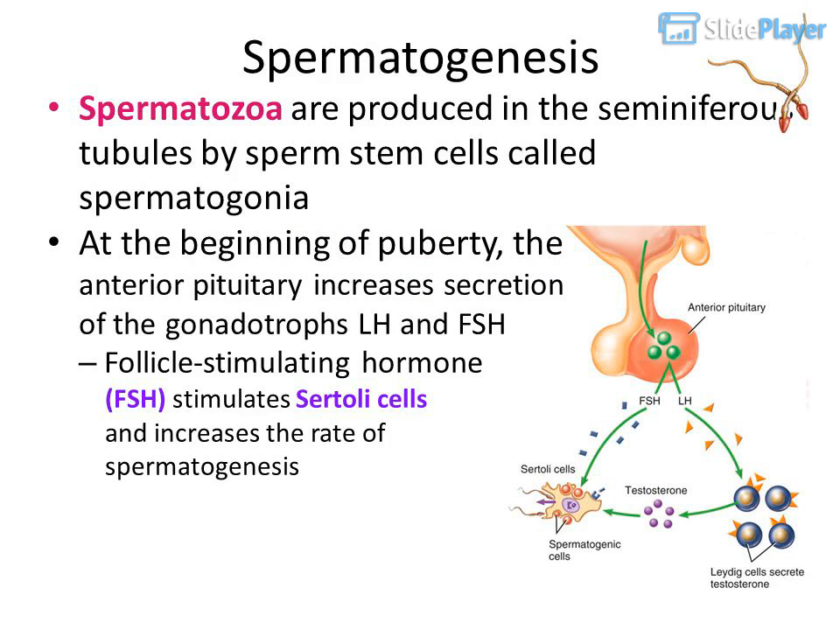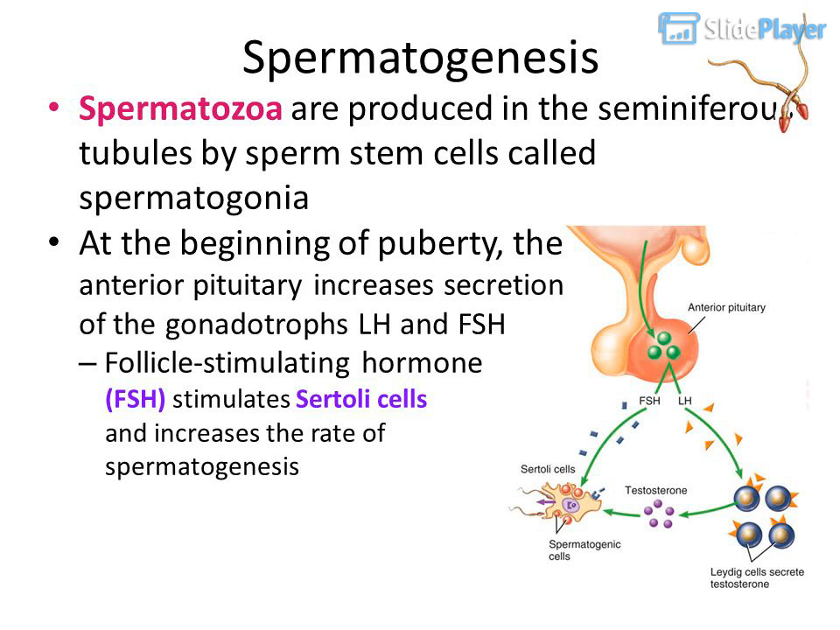Spermatogenesis. Spermatozoa are produced in the seminiferous tubules by sperm stem cells called spermatogonia. At the beginning of puberty, the anterior pituitary increases secretion of the gonadotropins LH and FSH. Follicle-stimulating hormone, FSH, stimulates Sertoli cells and increases the rate of spermatogenesis. FSH in males. In sexually mature males, FSH acts on spermatogonia, stimulating, with the aid of testosterone, the production of sperm.